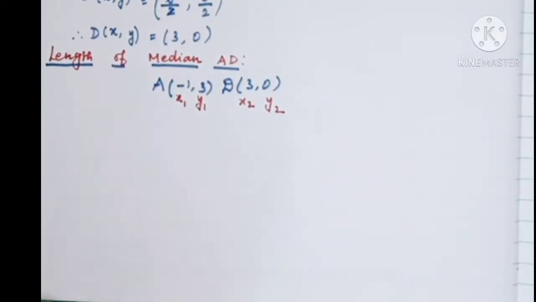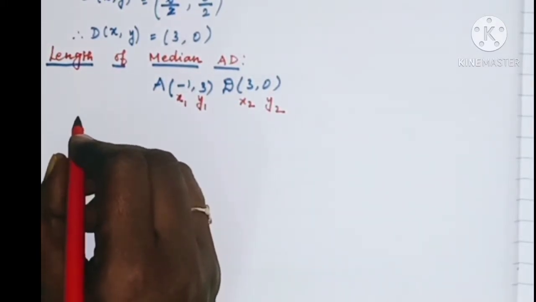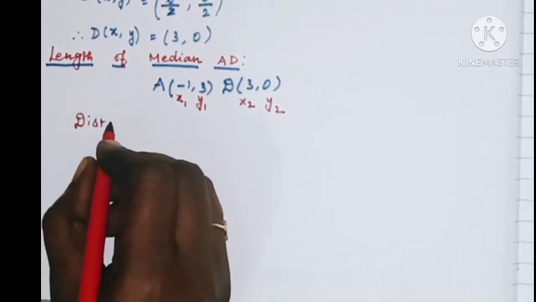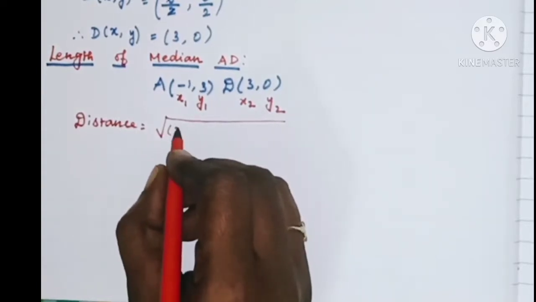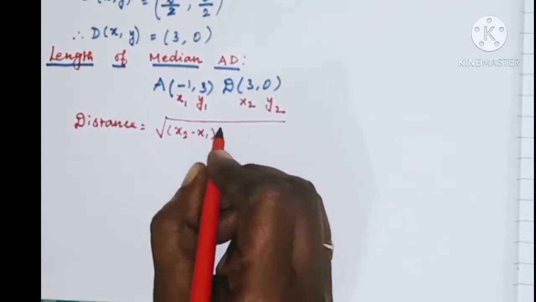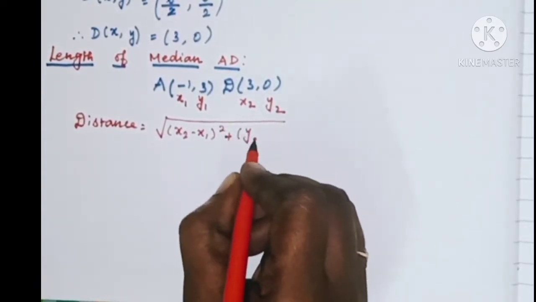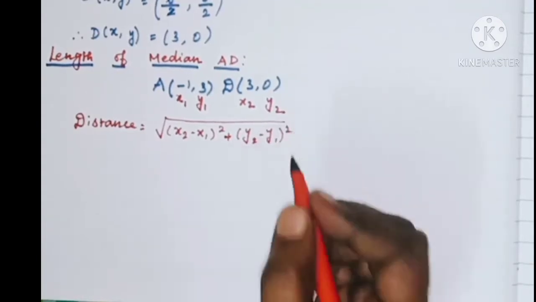You know the formula to find the distance. What is the distance formula? Distance is equal to the square root of x2 minus x1 the whole square plus y2 minus y1 the whole square.